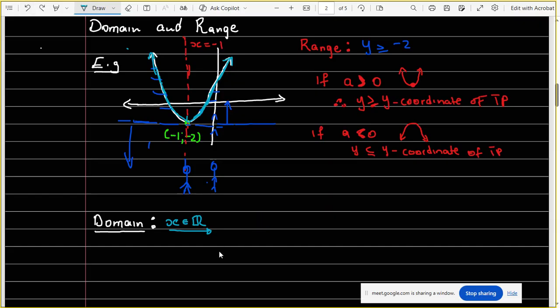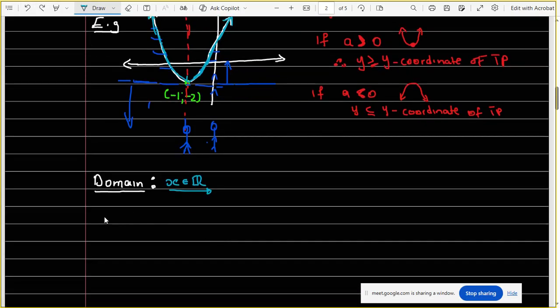Okay, so the last thing that we're going to discuss is what we call the equation of the symmetry axis. So remember, the symmetry axis is the line that divides the graph into two equal parts, and that line we said is x equals -1. So now do you understand how the parabola works?